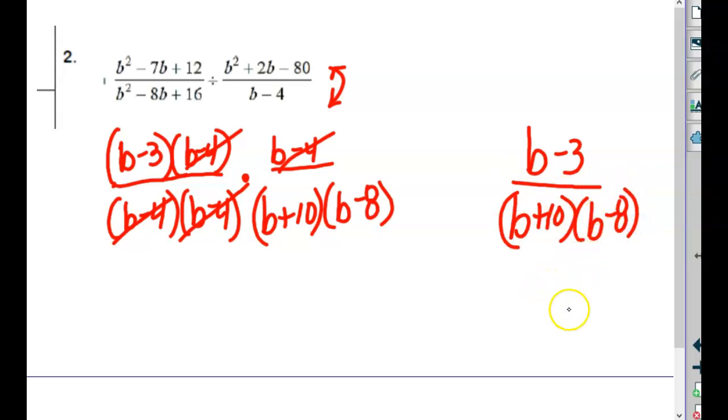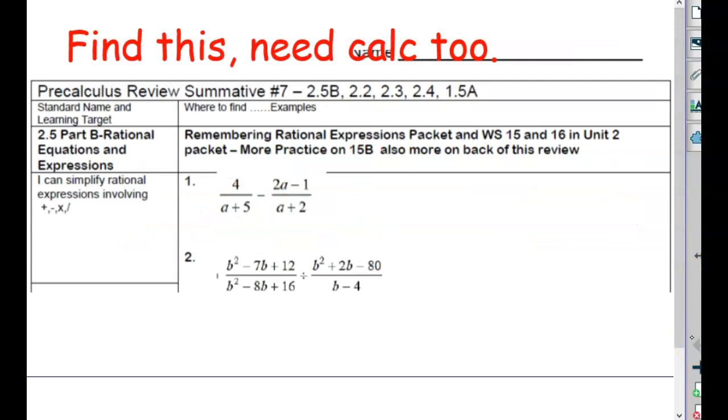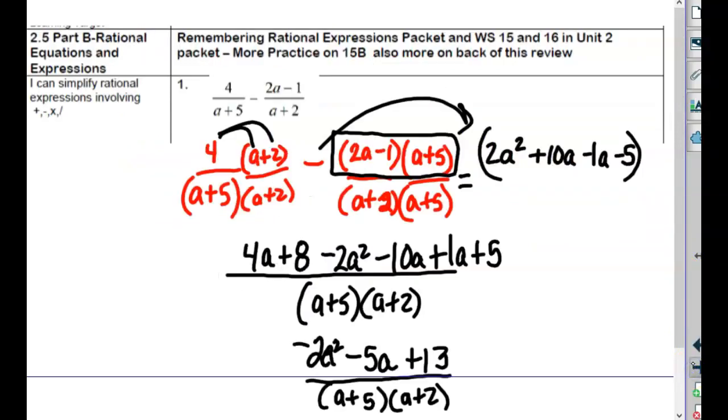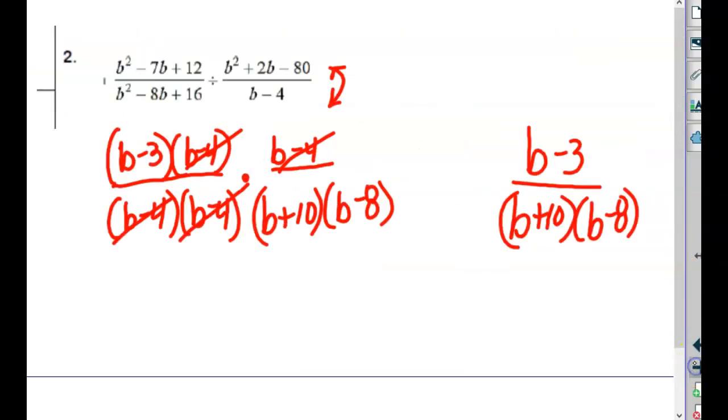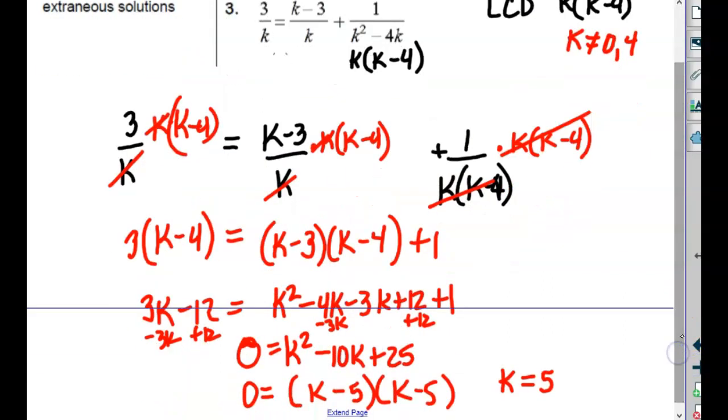Did you need me to go back and finish number 1? Was it number 1 we didn't finish? Or did we finish? Oh, what was I thinking? Oh, we did finish this one, didn't we? It was 3, I was thinking, but we did finish it.